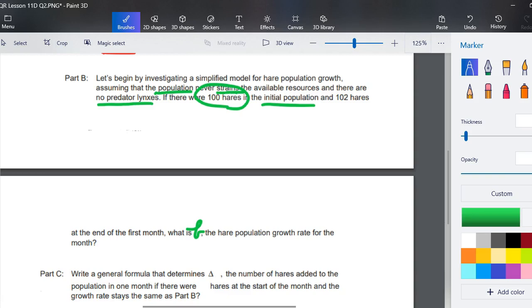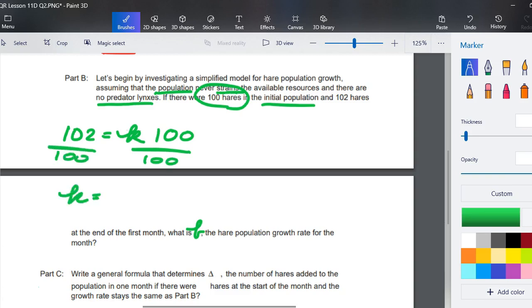Okay, so we have 102 at the end of the month. There's a constant of proportionality times the 100 where we started, and if we divide both sides by that 100, we get that our constant of proportionality is 1.02. So the growth rate for the month is, well, 1 is where we started.